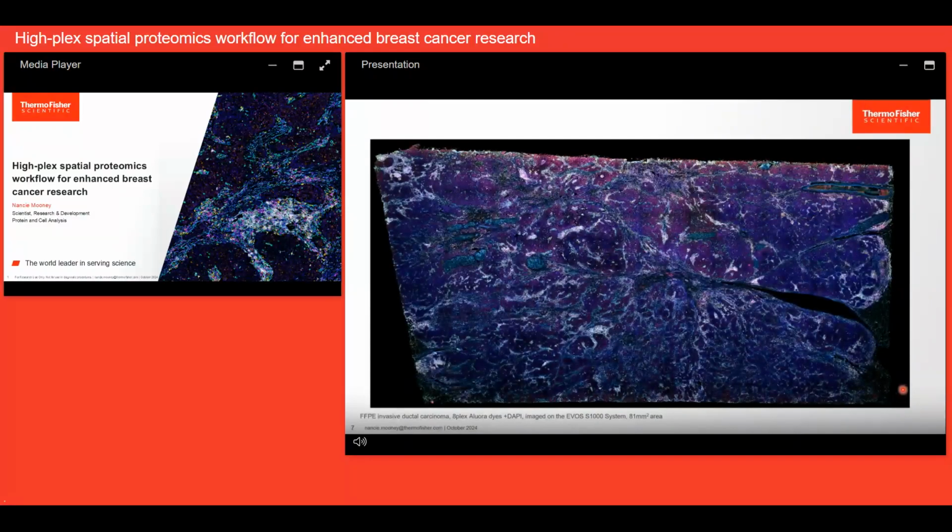So this is that same multiplex, but again, in static. Again, you can see the heterogeneous nature of this tissue and how, when you've got all of these targets, you can really start calling out these interesting patterns.